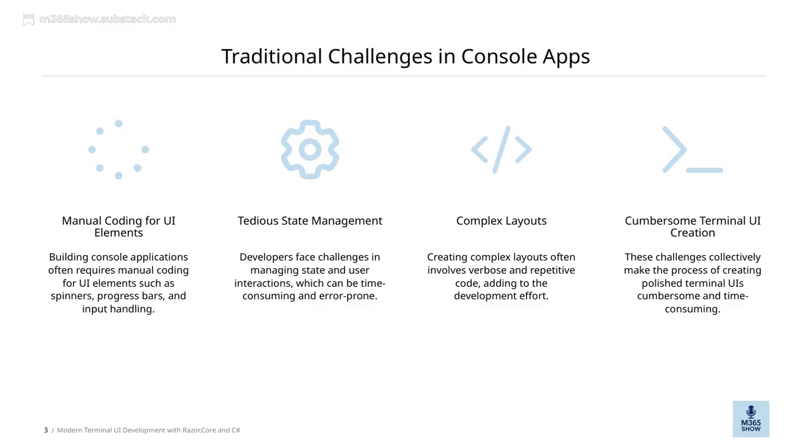Managing state and user interactions is another significant challenge. It's easy to make mistakes or introduce bugs when handling dynamic UI elements and user inputs. Lastly, building UI components like spinners, progress bars, or handling inputs manually can be tedious. All of these issues highlight why traditional console app development can be quite time-consuming and error-prone, something we aim to improve with modern tools like Razor Core and C#.